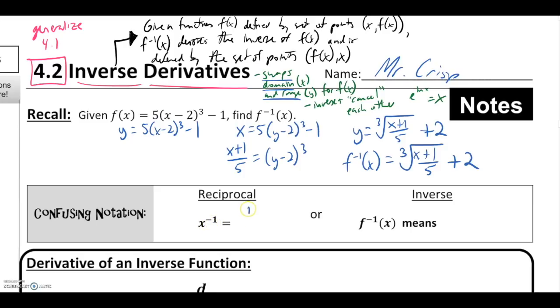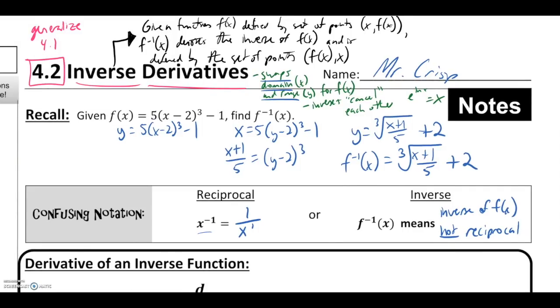Big thing is, don't get confused. X to the -1 is still corrected by doing the reciprocal. The reciprocal of a negative exponent changes that exponent to be a positive. That was something we've seen with power rule and something we've worked with a lot this year. On the other hand, putting that -1 inside your function notation denotes the inverse of f of x. This is not the reciprocal of f of x.